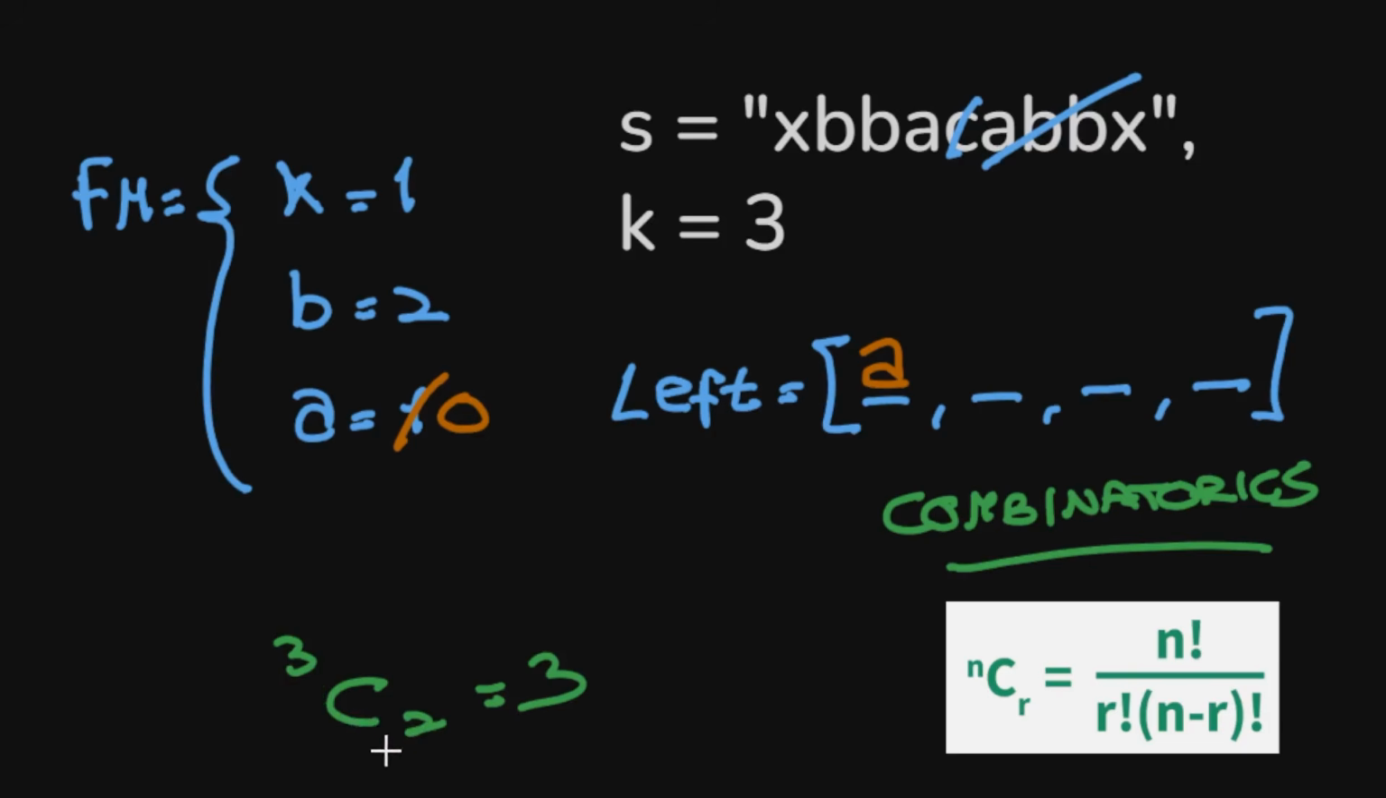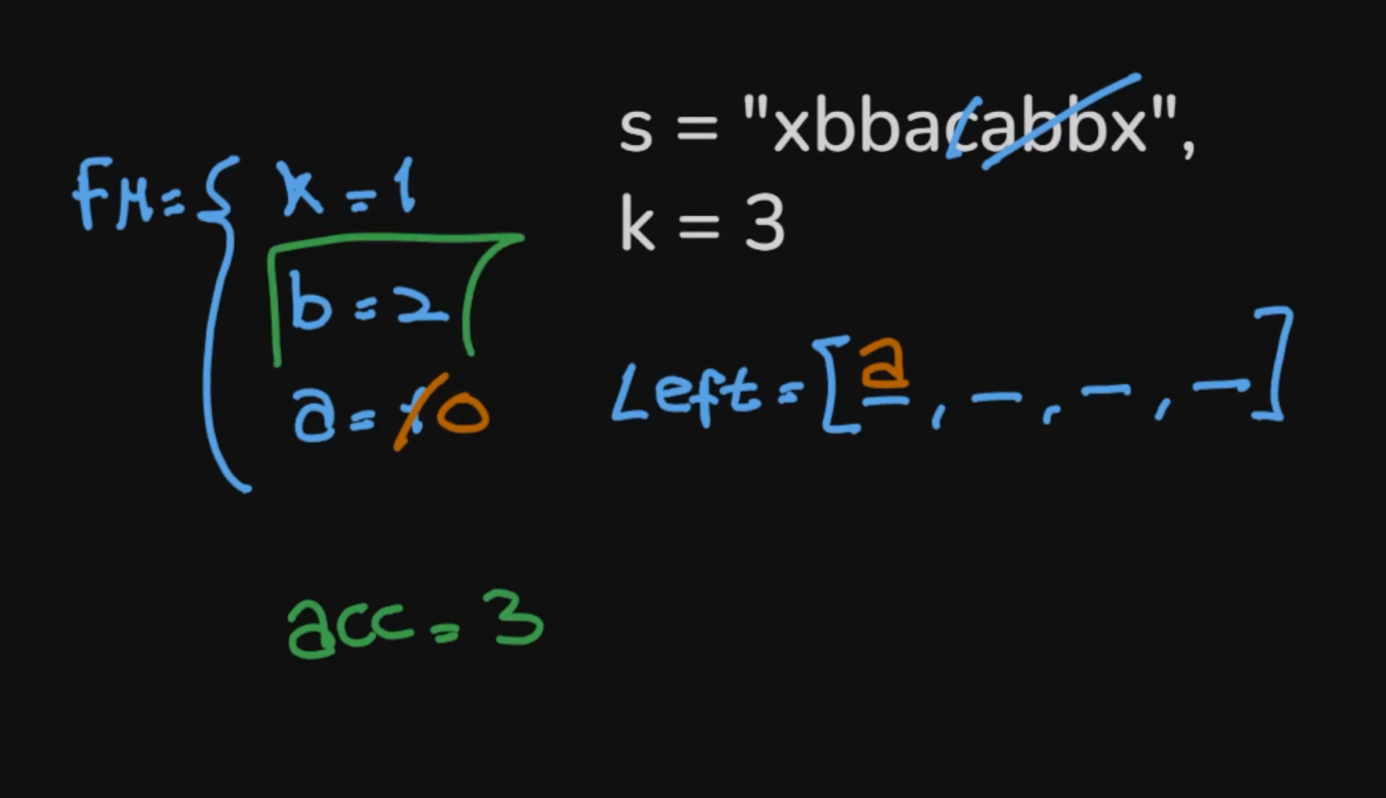Here n is 3, r is 2. So we can do 3 factorial divided by 2 factorial times (3 minus 2) factorial. And this is equal to 6 divided by 2, which is 3. That's how we get this 3. And we don't have to worry about this formula because in Python we have the comb method, which takes n and r. So we will use this in the code. We don't have to worry about this.